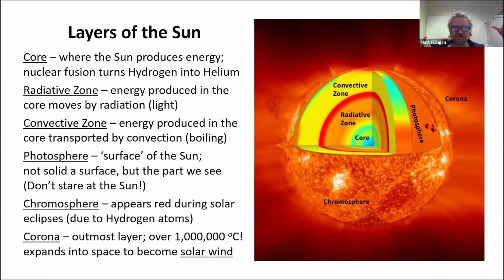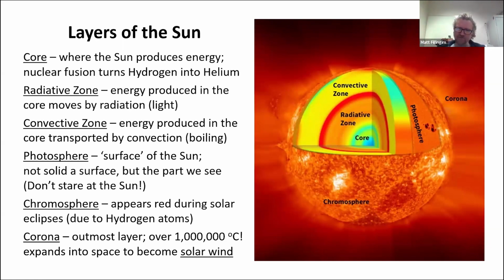And that energy moves through the sun. It starts out moving through what we call the radiative zone. The energy that's produced in the core moves by radiation, basically by light or photons traveling through that zone, carrying energy away from the core. And then a little bit further out, we have the convective zone. And there, energy is transported by convection. So you can think of the outer layer of the sun as sort of like boiling. You have this ionized gas that's really hot, moves up, cools off, moves back down.